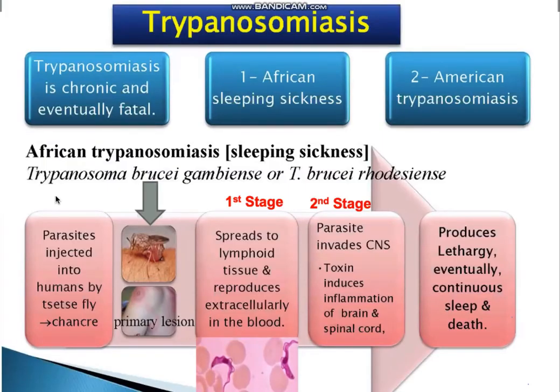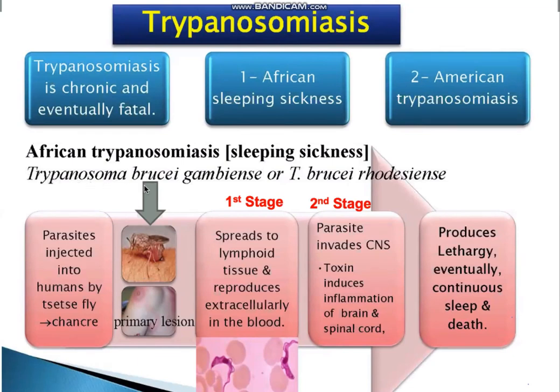The third is called Trypanosoma. Trypanosomiasis is the disease. There are two types, African and American trypanosomiasis. The African trypanosomiasis is called sleeping sickness because it actually makes you super sleepy. But it's not just normal sleep. It's sleepiness because there's a problem in the brain. Eventually, it will lead to death. So it's chronic, eventually fatal. African sleeping sickness, and in the American type it's called Chagas disease, as we will see in the next slide.